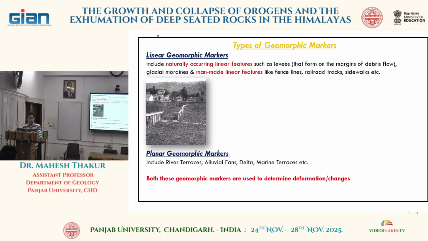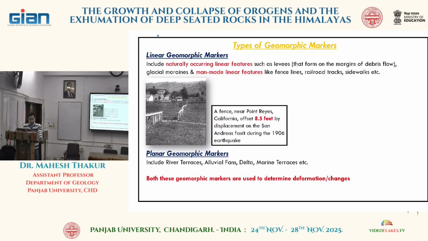Linear geomorphic markers include naturally occurring linear features such as levees and glacial moraines, and man-made linear features like fences, lines, railroad tracks, sidewalks, etc. Planar geomorphic markers include river terraces, alluvial fans, deltas, and marine terraces. Both these types of geomorphic markers are used to determine deformation or changes.